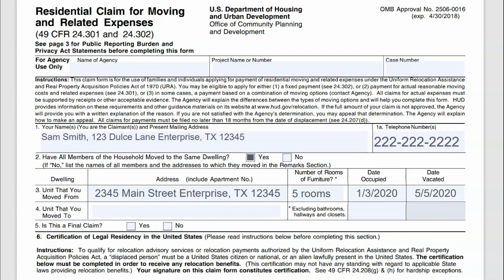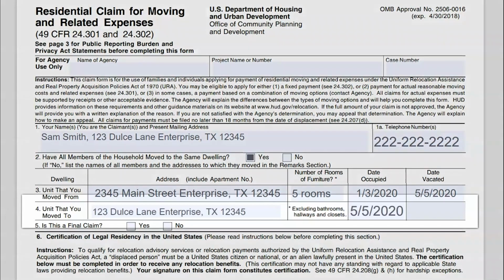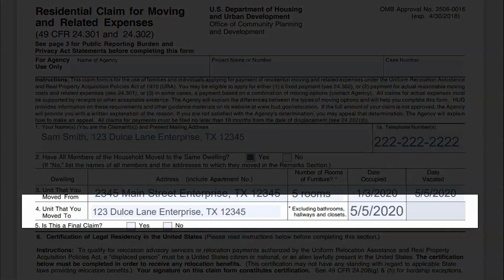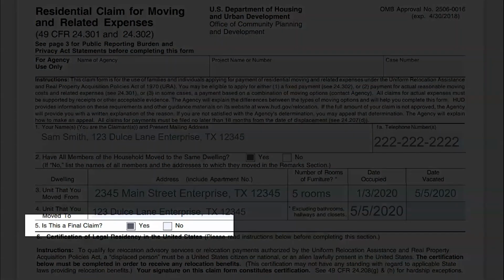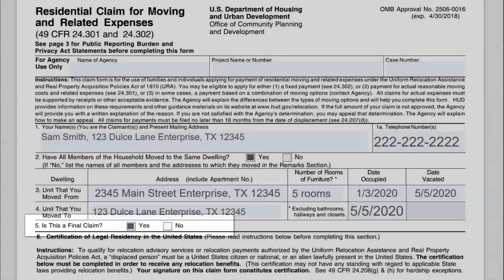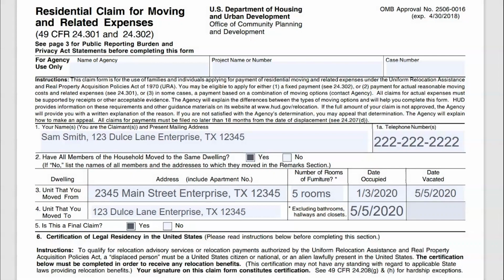Question number 4 asks about the new replacement dwelling the claimant has moved to. They should input the address of the replacement dwelling and the move-in date of the replacement unit. In question 5, select yes or no to indicate whether this is a final claim.